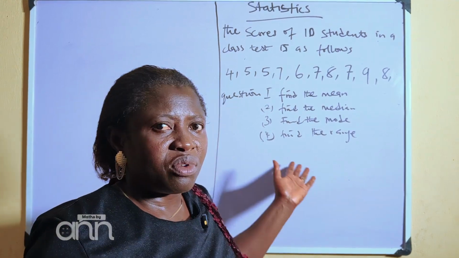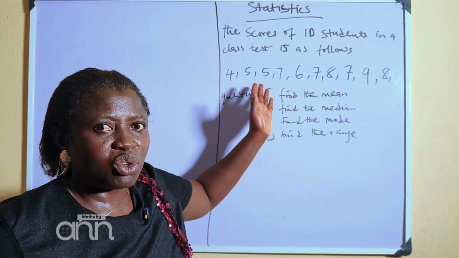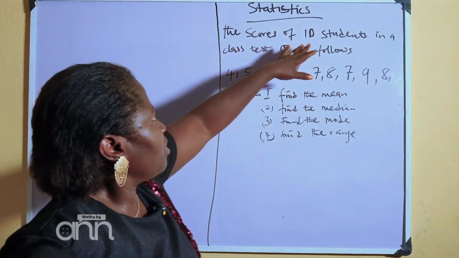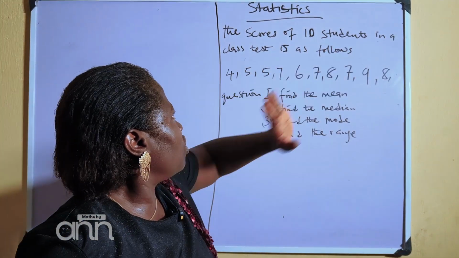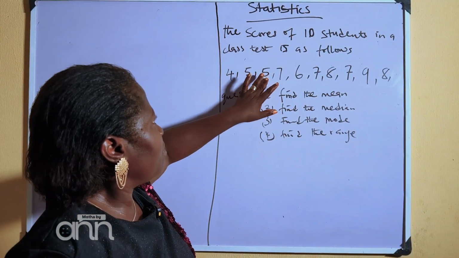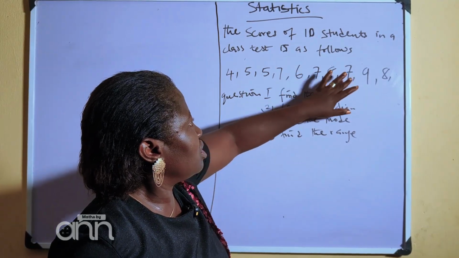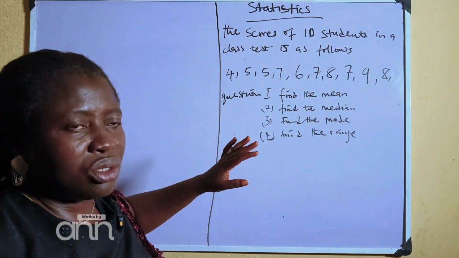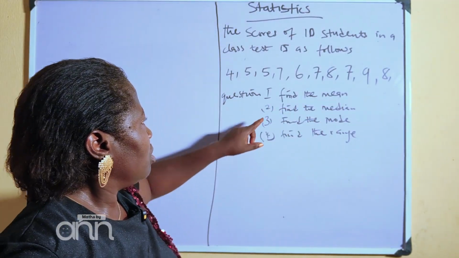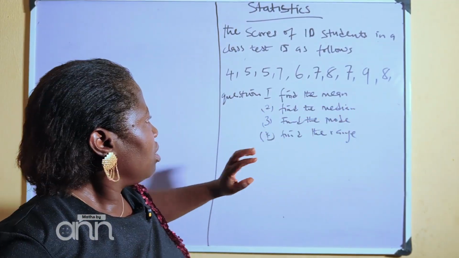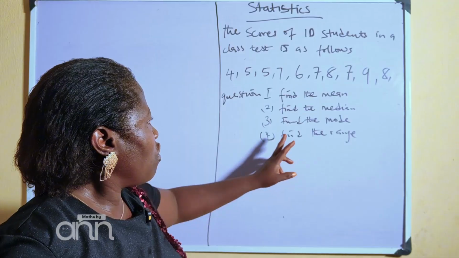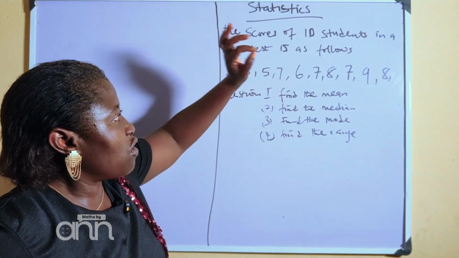This question was picked from the comment section. The fan asked us to solve it. The scores of 10 students in a class test are as follows: 4, 5, 5, 7, 6, 7, 8, 7, 9, 8. Question 1: find the mean. 2: find the median. 3: find the mode. 4: find the range. We first of all find the mean.